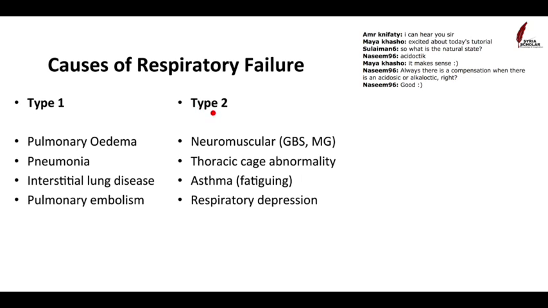And type 2 respiratory failure is a problem with breathing itself. So with neuromuscular problems, the muscles that make the lungs work aren't functioning, or if the thoracic cage is deformed, then they're not able to shift enough air in and out. And the same with asthma: if they start to get very tired, they're just physically not able to breathe enough. So that's the two types of respiratory failure. Are there any questions about respiratory failure?